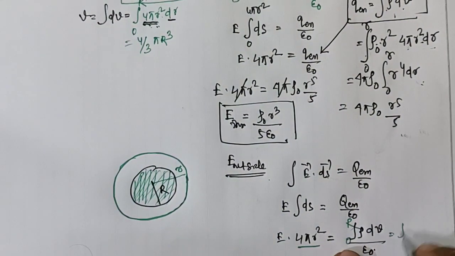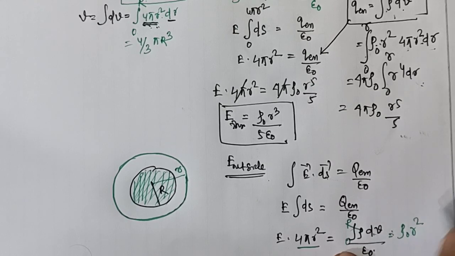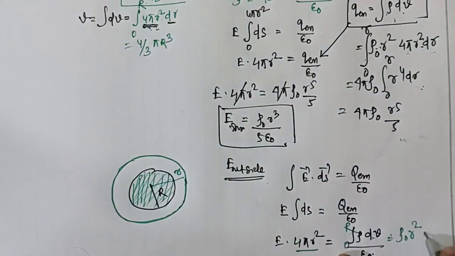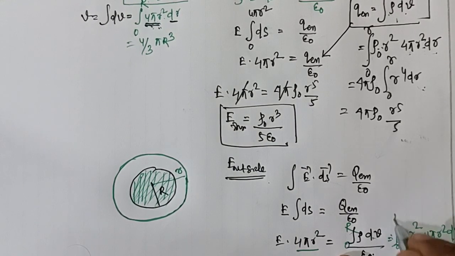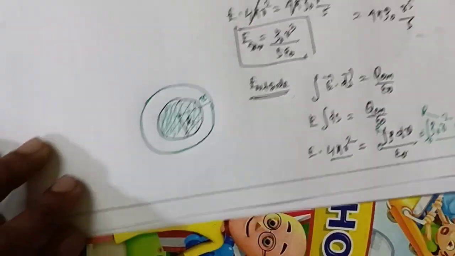This is nothing but rho is rho naught r square. dV can be written as what? 4 pi r square dr. 4 pi r square dr upon epsilon naught. This is 0 to capital R. I hope the scenario is pretty clear.